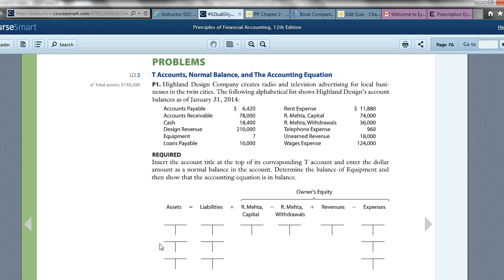So Highland Design Company creates radio and television advertising for local businesses in the Twin Cities.